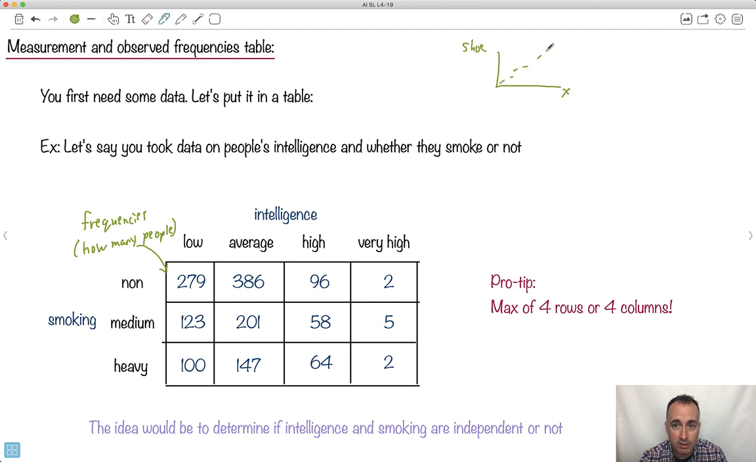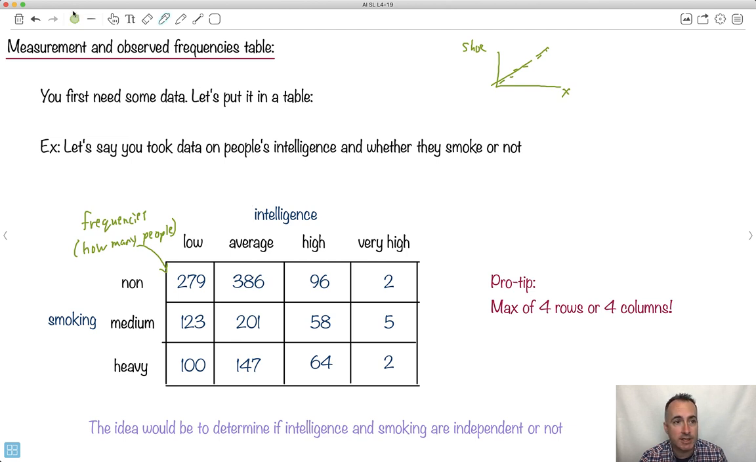That would be better suited to doing a linear regression. This is not what this is. Here we have to categorize. You could say short and tall. Okay, fine. Maybe you take the average, the mean of all your data, and maybe anybody below the mean is called short, anybody above the mean is called tall. Fine. That's a way to categorize.